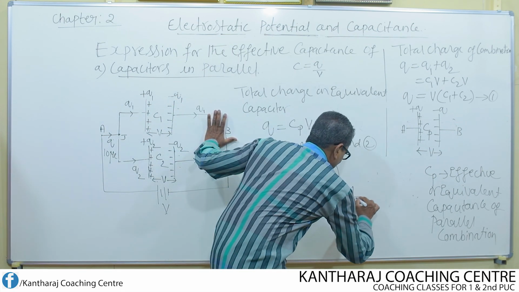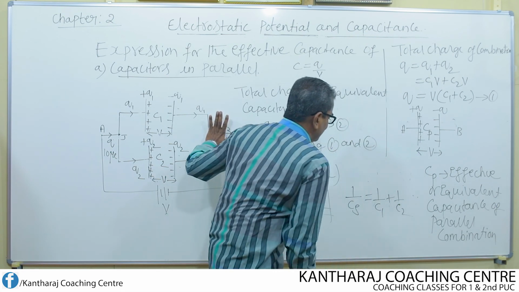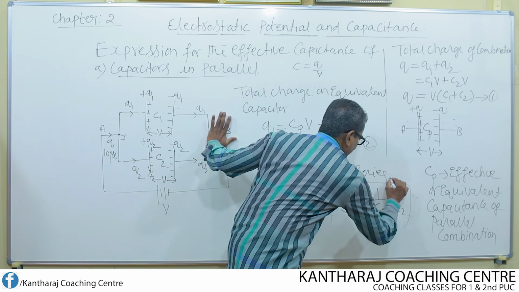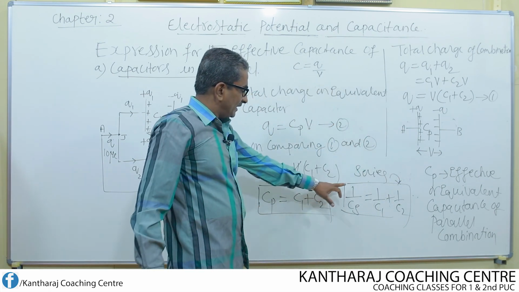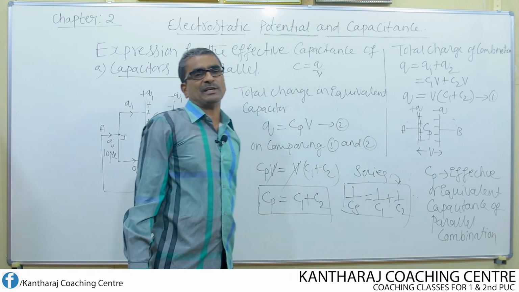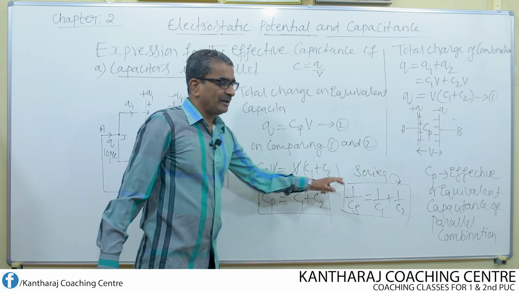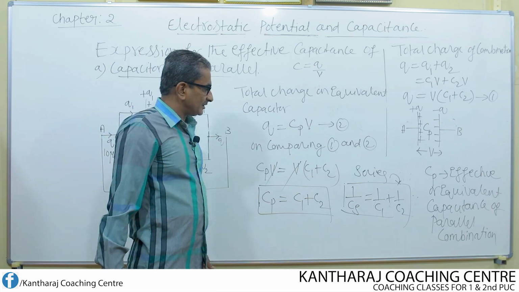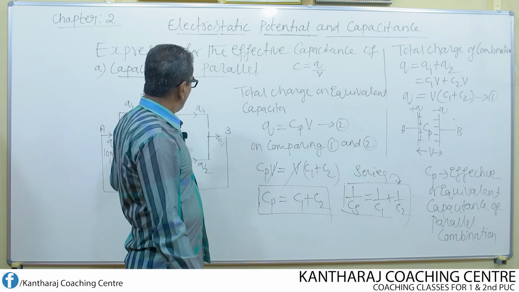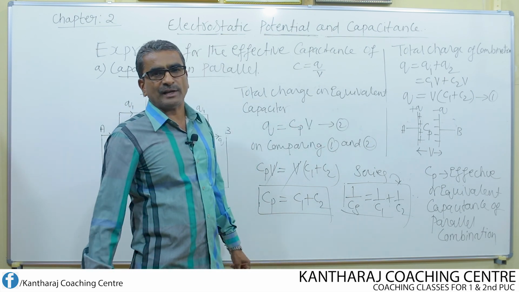Whereas for series, it is 1 over Cs equal to 1 over C1 plus 1 over C2. This is for series combination. How do you generalize this? For the series combination, the reciprocal of effective capacitance is equal to the sum of the reciprocals of individual capacitances. You see the difference between these two equations. So, in our next class, we shall explain about this equation and we shall see about the difference between the series and parallel combination of capacitors.